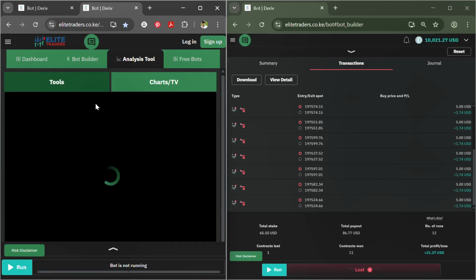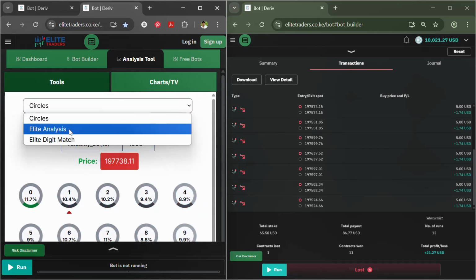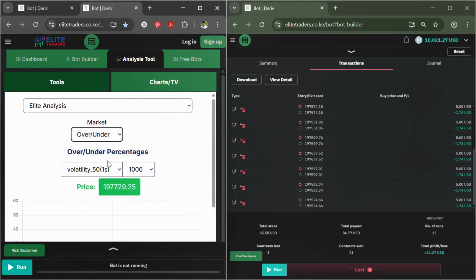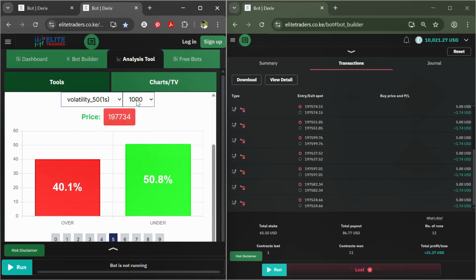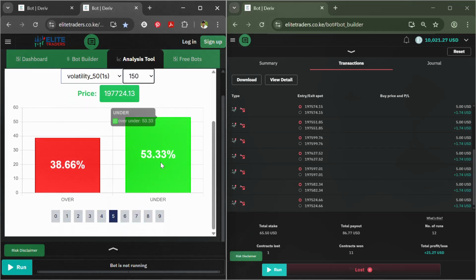The moment you go to the tool, switch to rate analysis and go to over and unders. Then here we need to switch to 150 ticks. Then here we should be on under 5. This market should be 55% and above. Under market should be 55% and above.